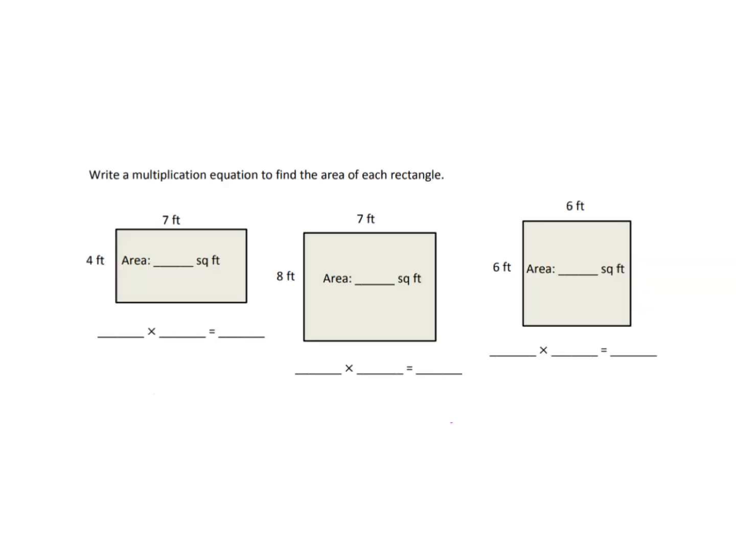Write a multiplication equation to find the area of each rectangle. On the previous slide, we talked about how area equals length times width. So we're going to need to use 7 and 4. 7 times 4 equals 28, making the area of this rectangle 28 square feet.